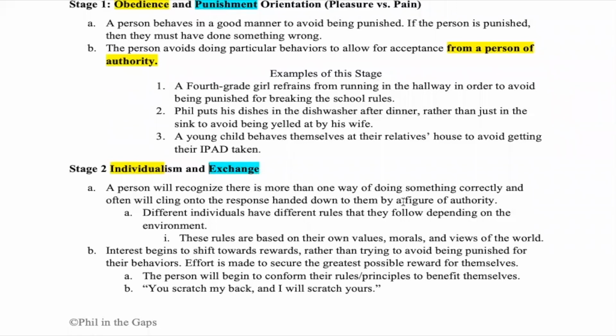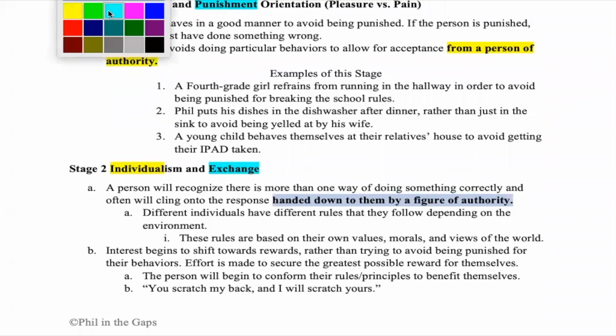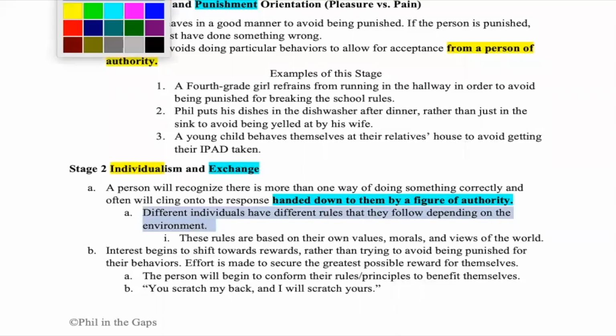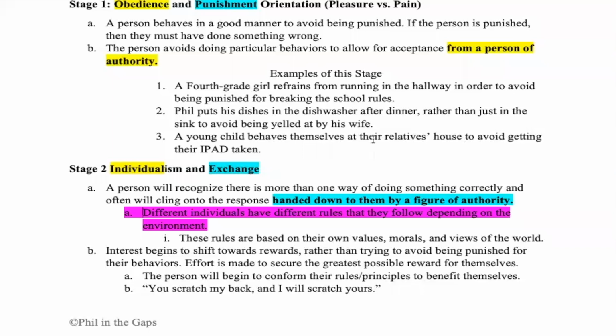So effort is made to secure the greatest possible reward for themselves. That is where, again, they are going to do what the figure of authority wants them to do, but it's not out of genuine interest for that person of authority. Obedience and punishment orientation was like, I am not going to step outside of character because I am going to be punished by the individual. However, individualism in exchange is like, I'm still going to be obedient, but I'm now going to start making that shift and I'm going to have different rules based on the environment that I'm in. And it's going to be based off the greatest amount of reward that I can get for myself.